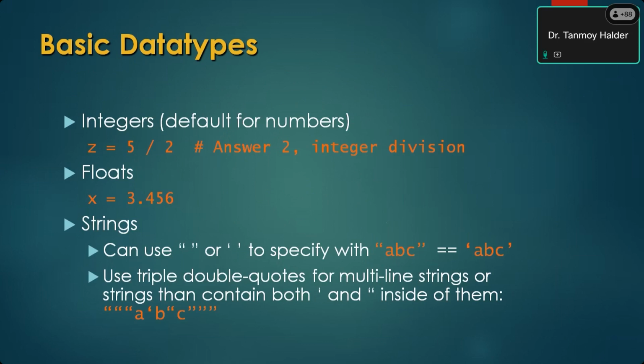Normally we know single quotation is used for character and double quotation is used for string. But in case of Python, you can use single quotation or double quotation. That means here in the example I have shown that double quote ABC is equivalent to single quote ABC. Both are same. It is treated as string.